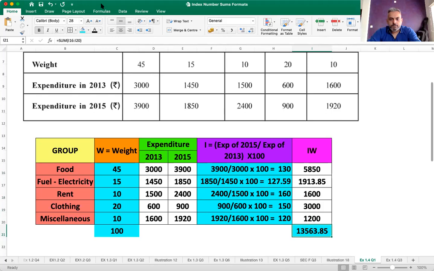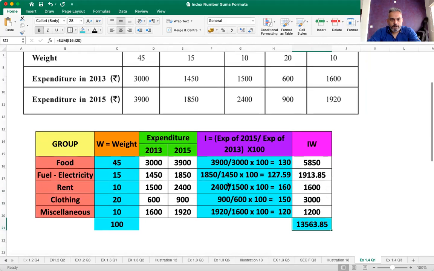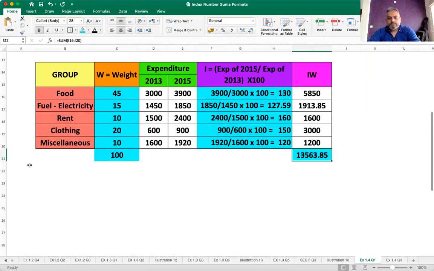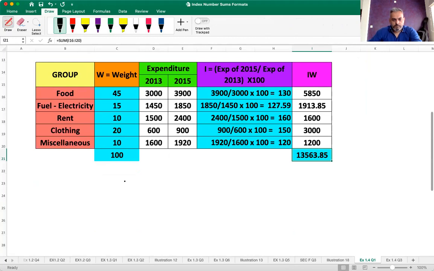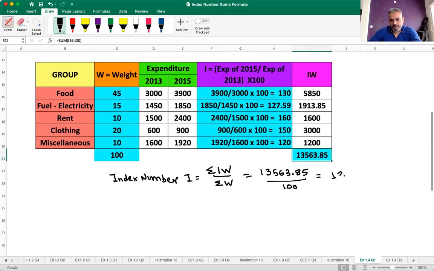Now let's find out the index number I, which is equal to sigma IW upon sigma W, which is equal to 13563.85 upon 100, which is equal to 135.638, so 135.64.